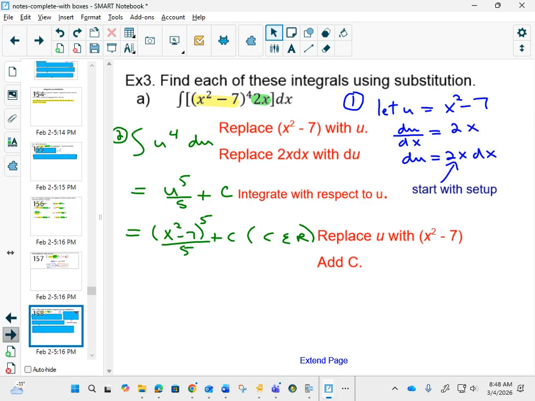Like this one, I think you could have done directly. But sometimes you miss out on the number divided by 5. You might forget that, make simple mistakes. So the substitution just helps us avoid some of those simple mistakes.